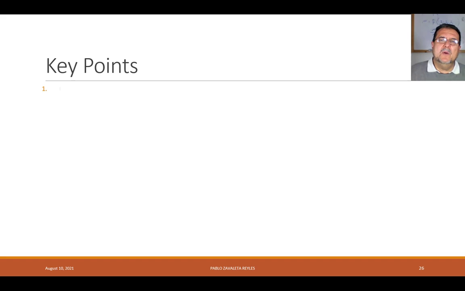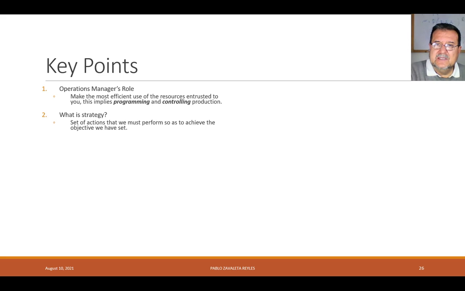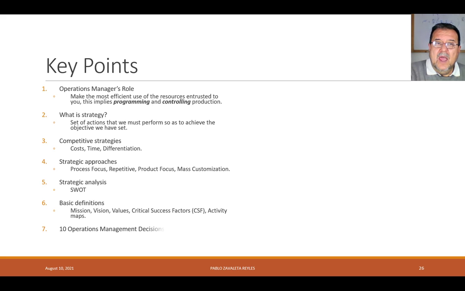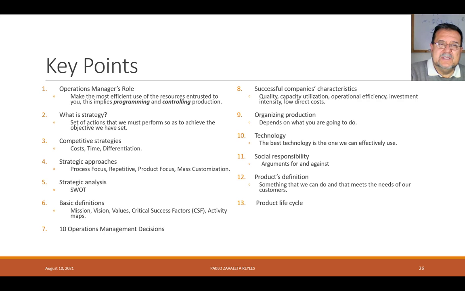So, let's check what we have seen so far. The operations manager's role is to make the most efficient use of resources, and this implies programming and controlling production. What is a strategy? Essentially, what we must do in order to achieve an objective. What are the competitive strategies? Cost, time, differentiation, the strategic approaches. We have covered every single one of all these 14 points.